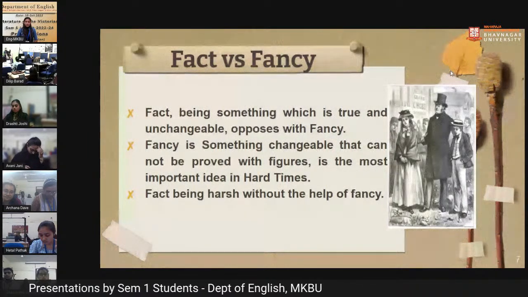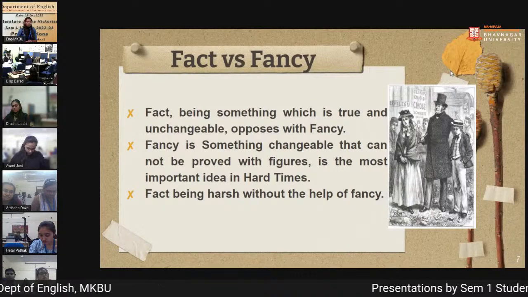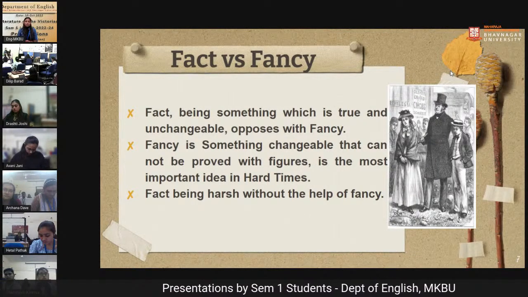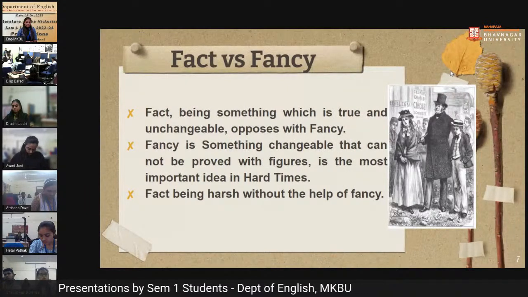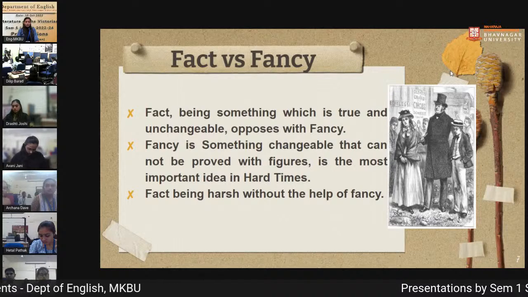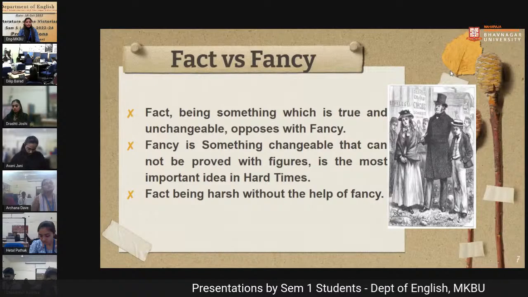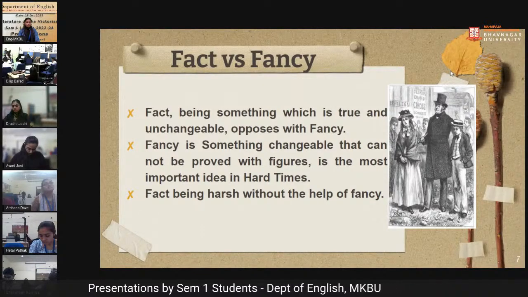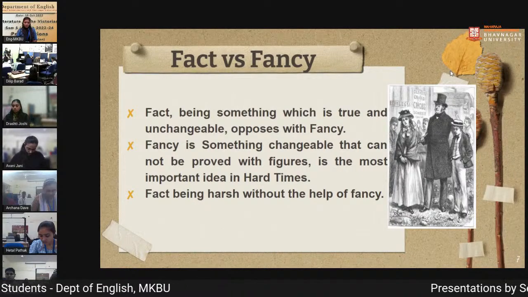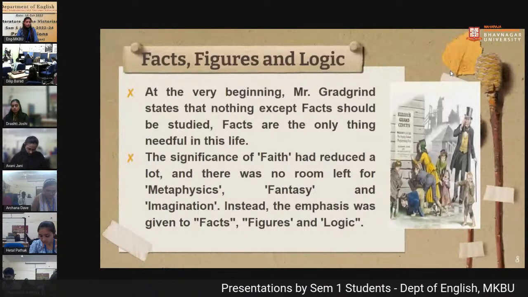Then fact versus fancy. This whole novel is about fact versus fancy. We find two types of characters: one totally connected with fact, and another totally connected with fancy. Fact is something which is true and unchangeable, opposite to fancy. And fancy is something changeable that cannot be proved with figures, the most important idea in Hard Times. Fact is harsh without the help of fancy. In fact, there are facts, figures, and logic.